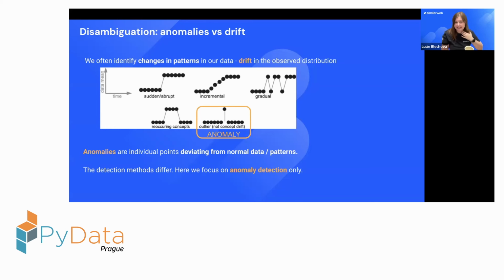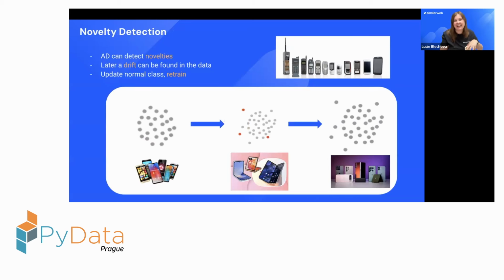Whereas anomalies are individual data points that deviate from the normal data and the patterns that we observed, which means that in data drift, we see a change in the distribution. In anomalies, we see a deviation from the distribution. Of course, you will need different methods to detect these, and here we will focus on anomaly detection. But since these topics are related, I wanted to make sure that we all are on board in what we're talking about. And they're actually related through novelties, which is something that I already mentioned, right?